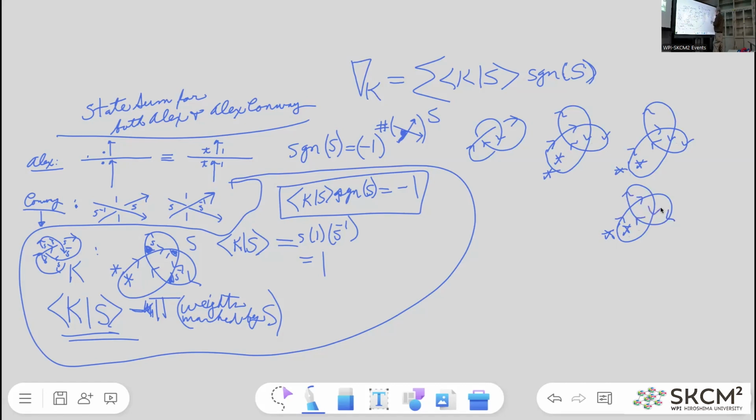Okay, so there are 3 copies of the diagram, and now what about the 3 states? Well, here's one. Here's another. And here's a third. And if you play around with it, you see that's all there is, right?